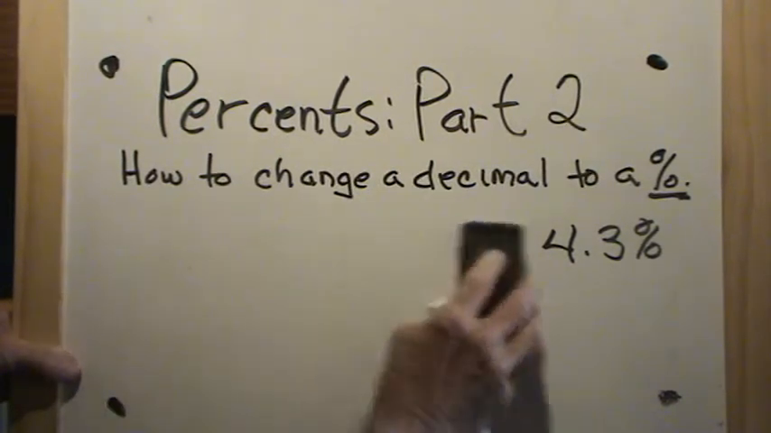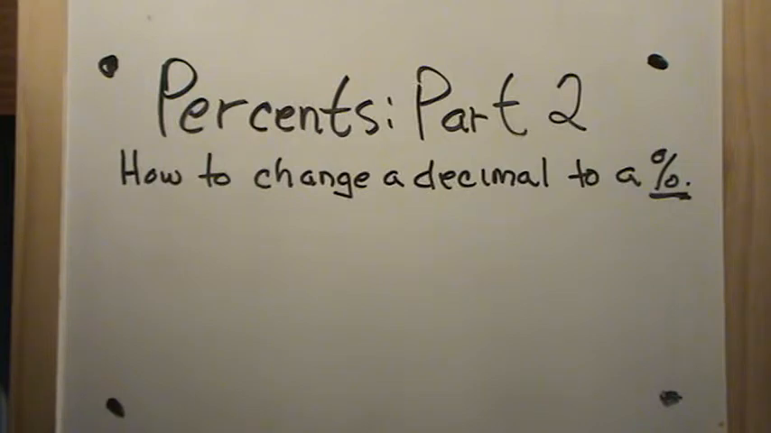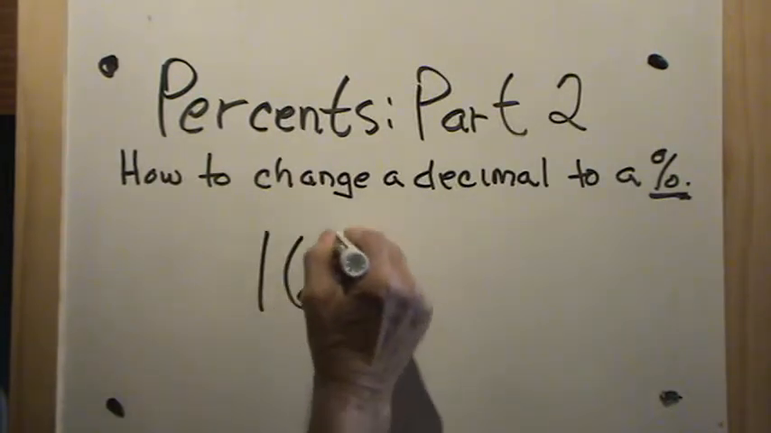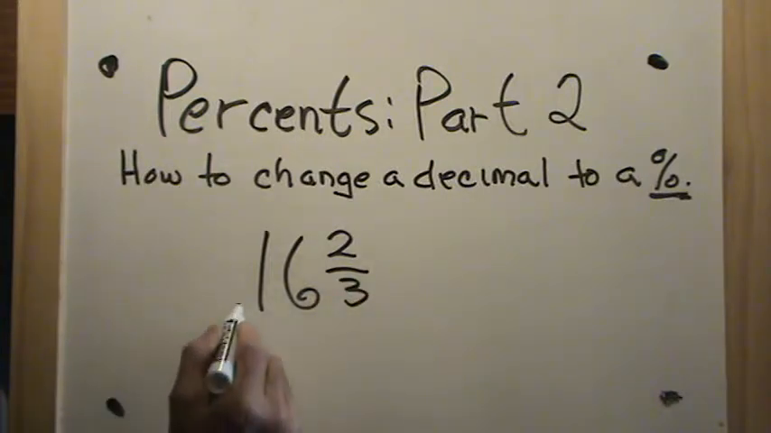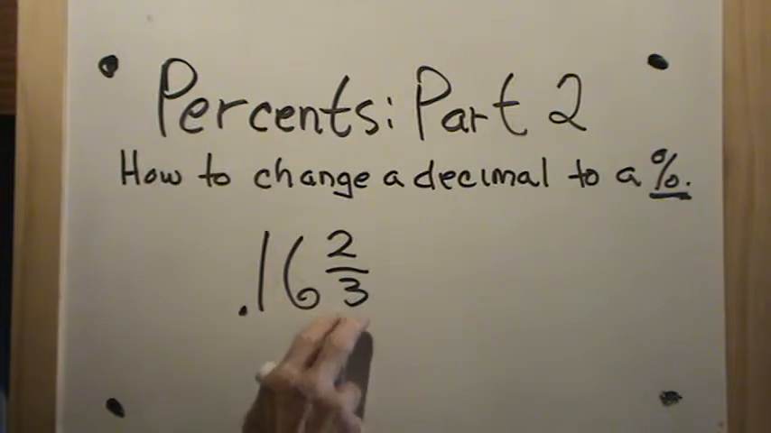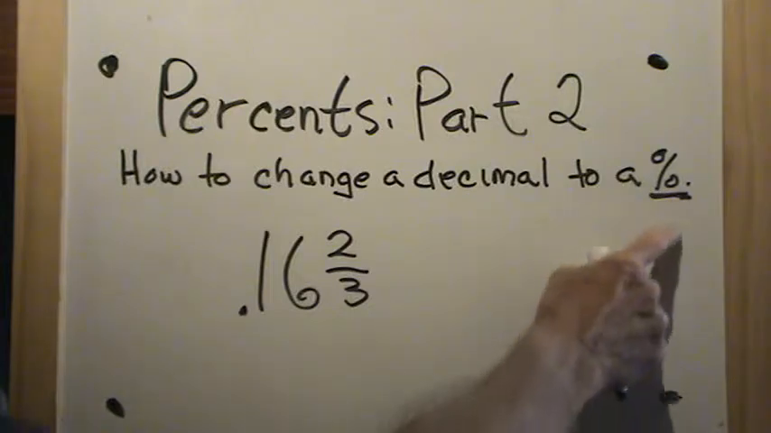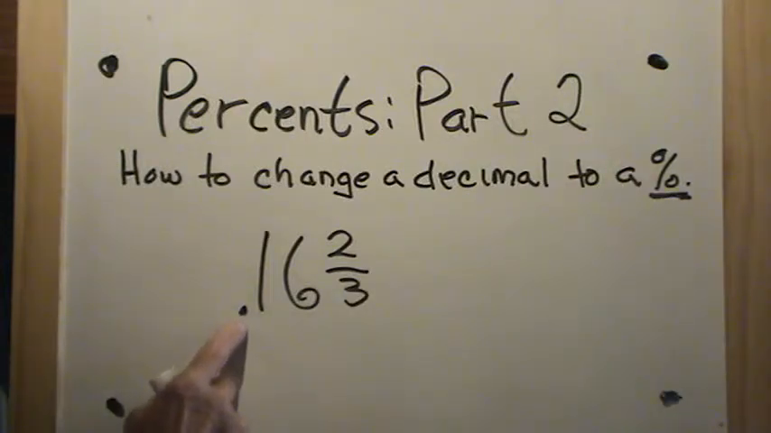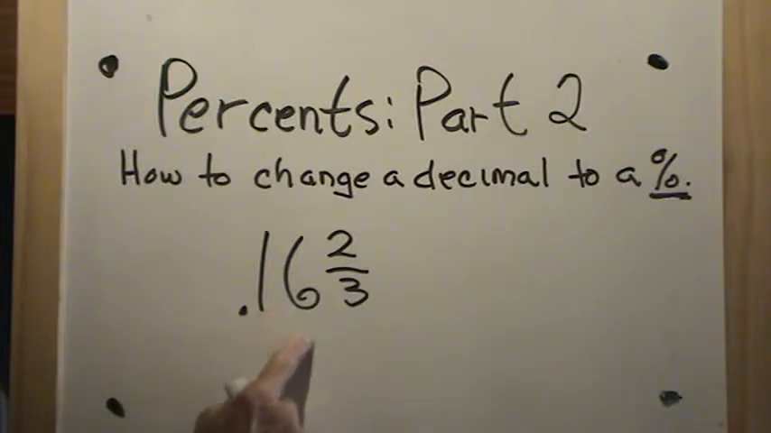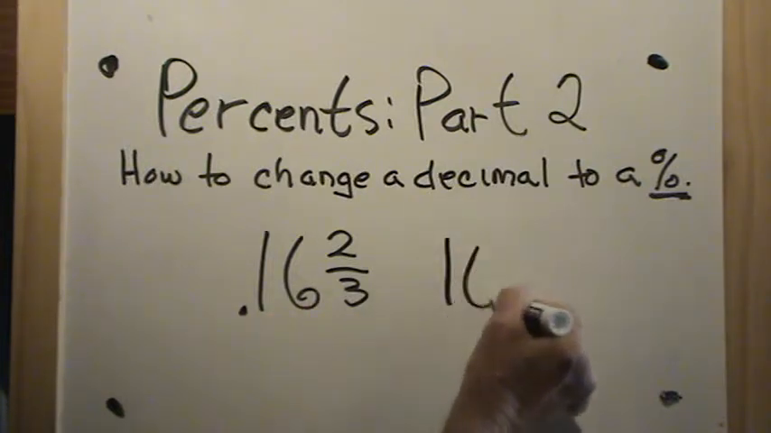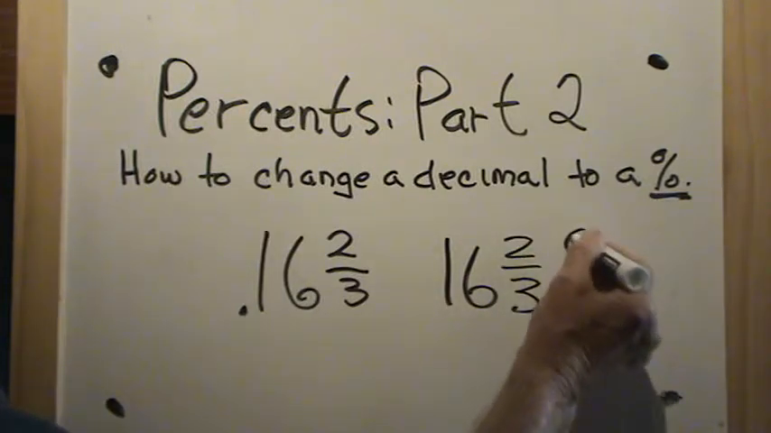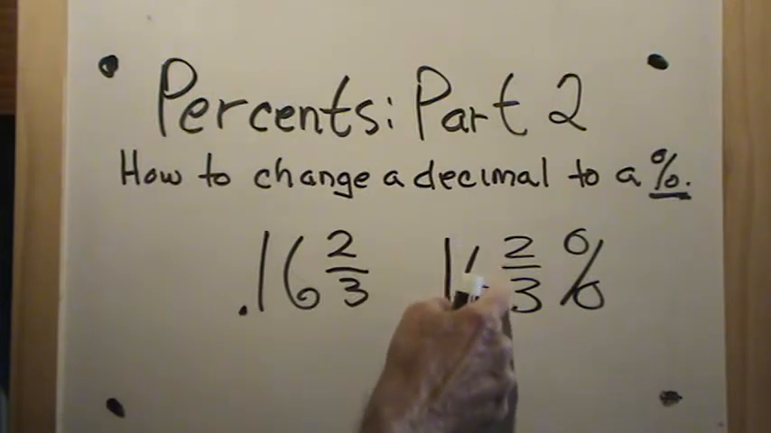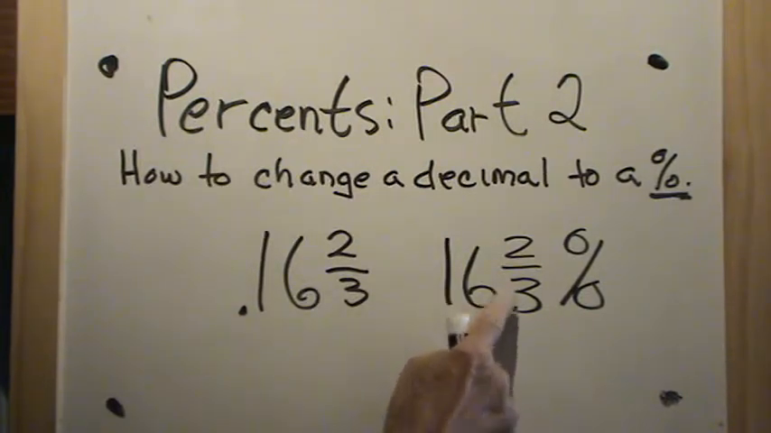Okay, let's take a look at another one. Suppose I had this .16 2/3 as a decimal, 16 2/3 hundredths, and I want to change that to a percent. Well, the rule is I move the decimal place 2 places to the right. So I'd move 1, 2, and 16 2/3%. Since this is not a whole number, I don't put the decimal point because it's a fraction.